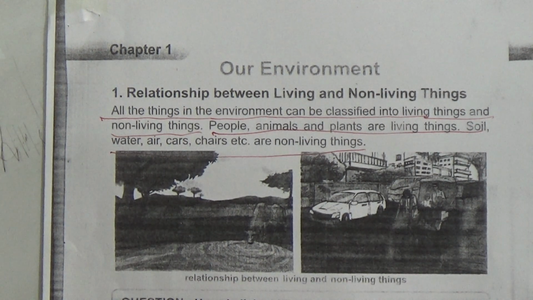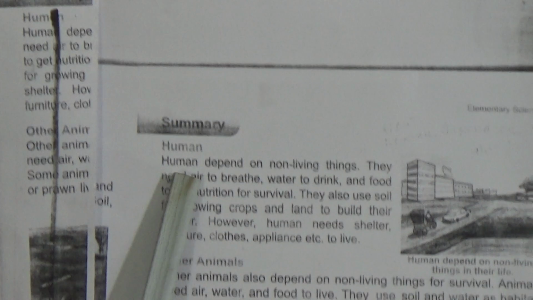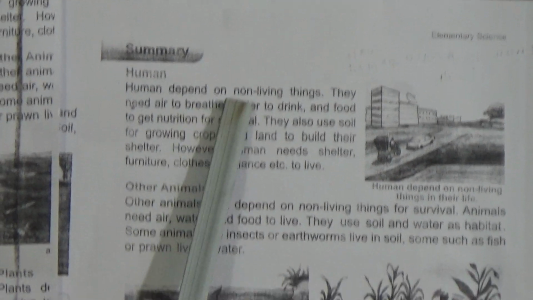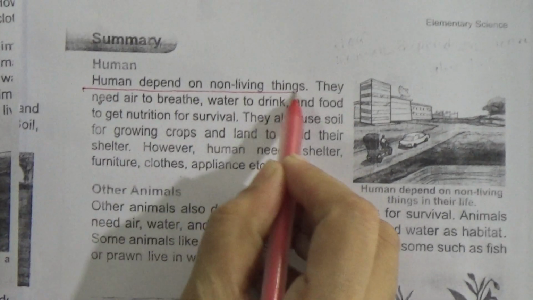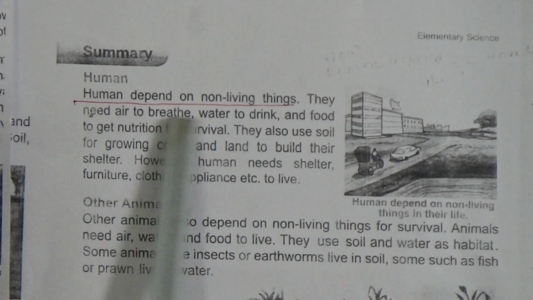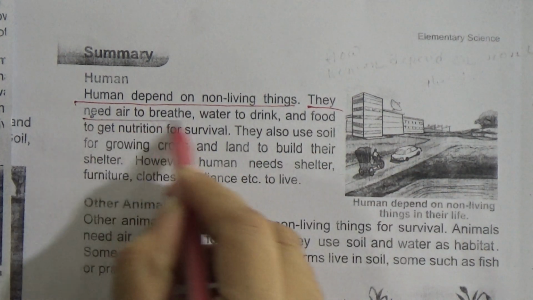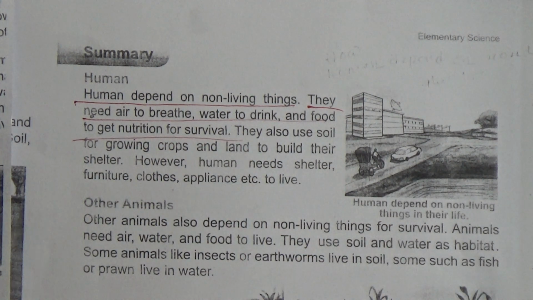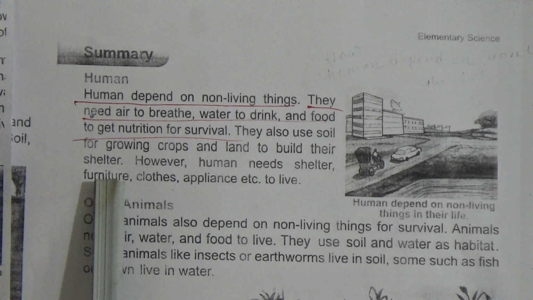Then come to next page. Here we will discuss how living things depend on non-living things. Human depend on non-living things. Underline also this line. They need air to breathe, water to drink and food to get nutrition for survival. My dear students, underline also this line. They also use soil for growing crops and land to build their shelter.